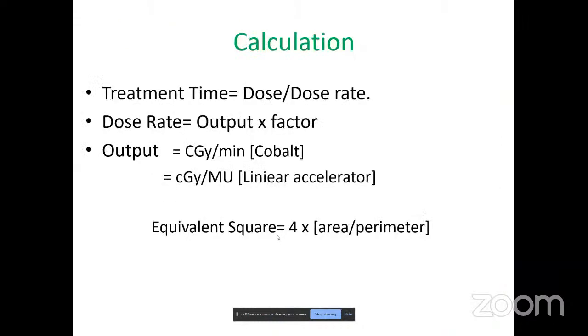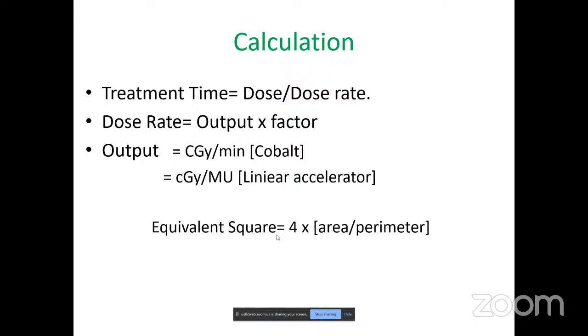So once you are done with your simulation, it's time for calculation. Treatment time for cobalt is calculated as the dose divided by the dose rate. Dose rate is basically the output, and several factors are involved. Output in cobalt is described as centigray per minute, or in linear accelerator it is centigray per MU.